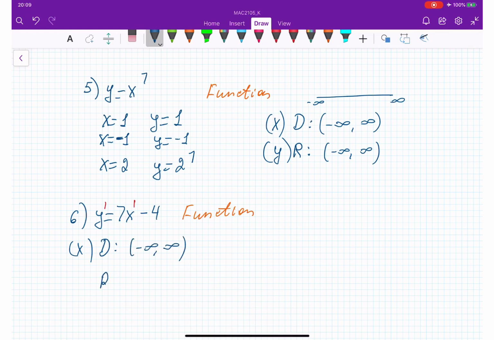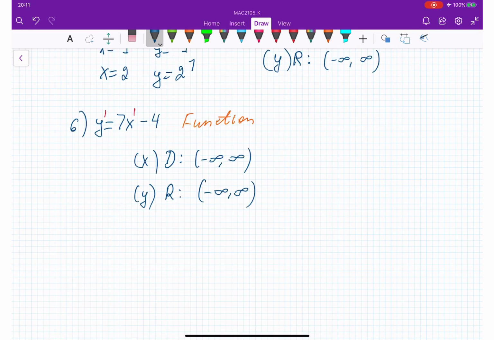And for range, accordingly also, it makes no sense to check on anything, because if domain is negative infinity, positive infinity, then range is also negative infinity, positive infinity. Usually you look for restriction on range only if domain also has restriction.